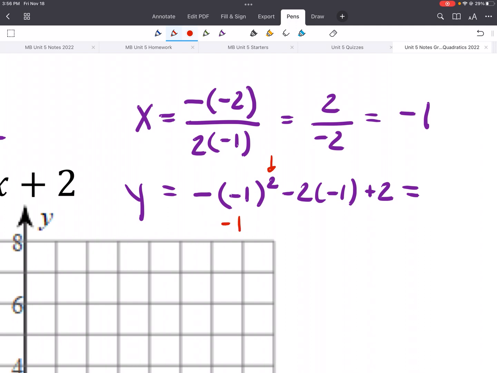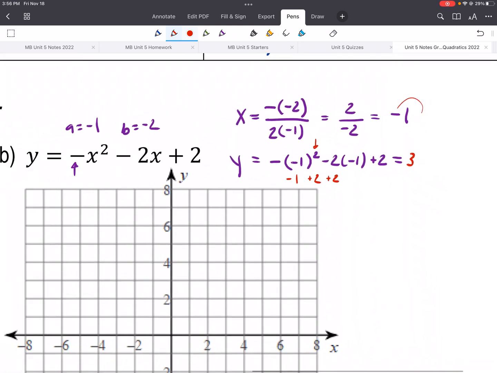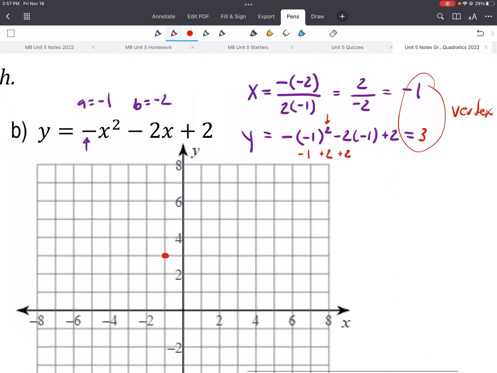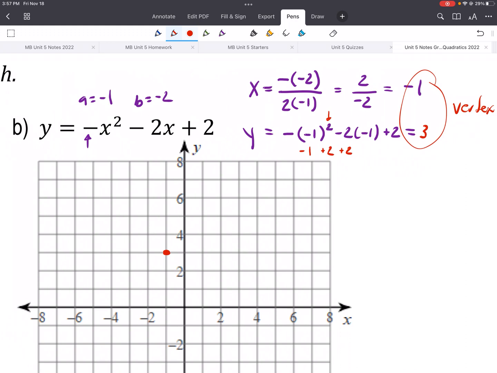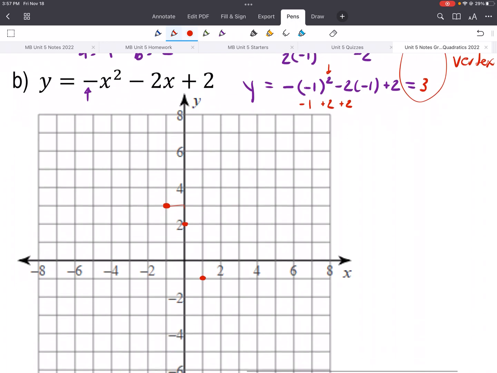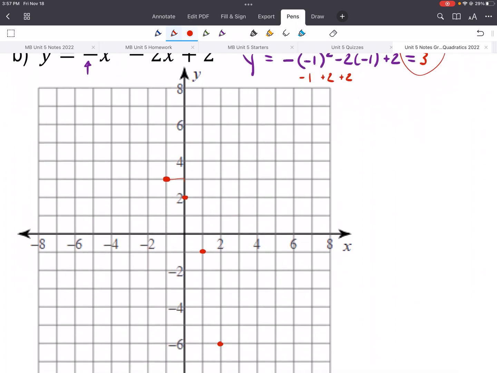So this should be negative 1 plus 2 plus 2. So we would get 3. So that's our vertex. So vertex, negative 1, 3. And then we'll use our growth pattern. Here a is negative 1, so we'd do negative 1, negative 3, negative 5. So over 1, down 1, over 1, down 3, and then over 1, down 5 on both sides.